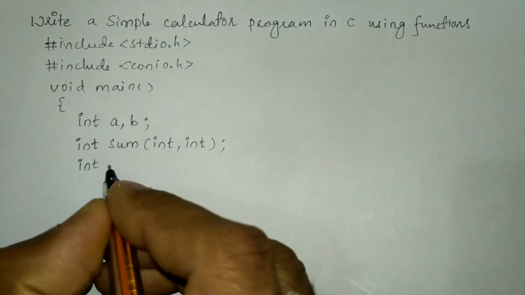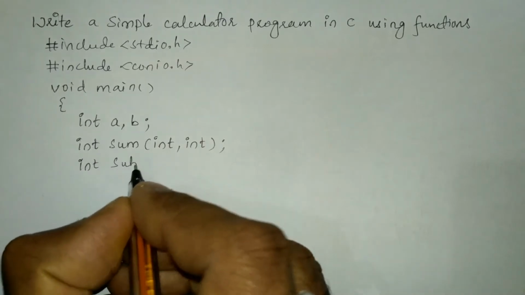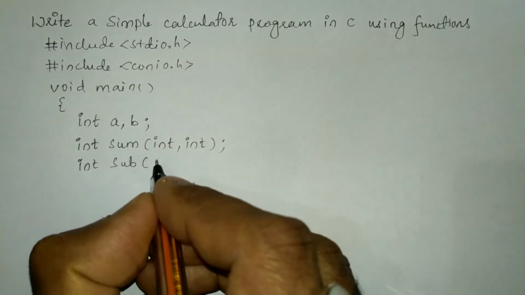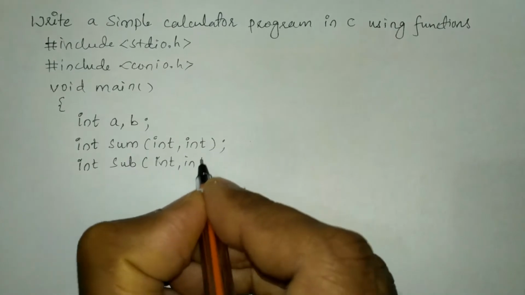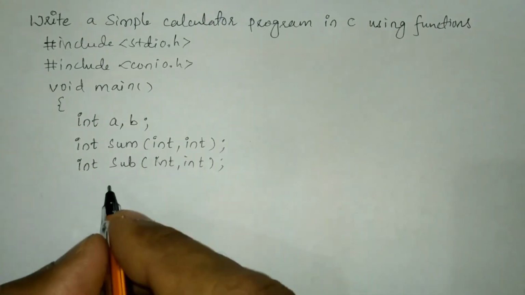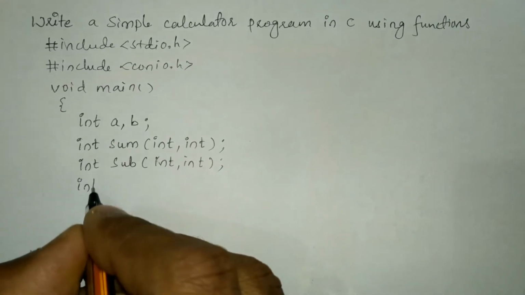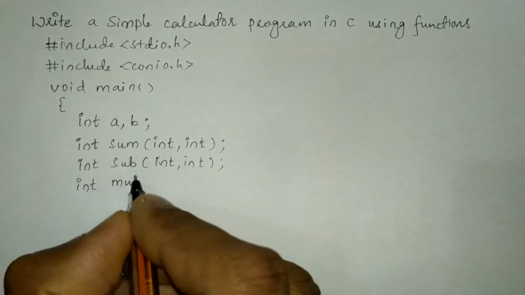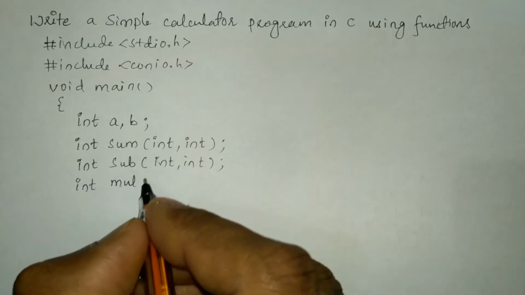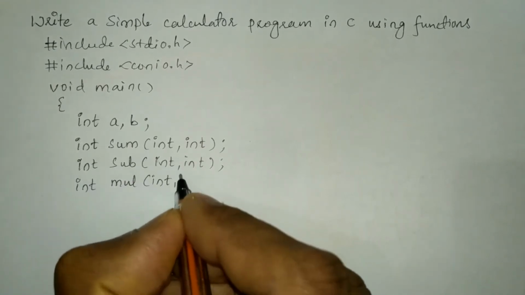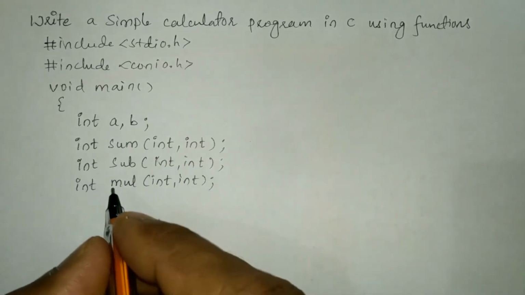Next I'm going to write int sub for subtraction, and I'm going to pass two arguments of type integer. Once again I'm going to write int. Now I'm going to use mul for multiplication, int, int and semicolon.